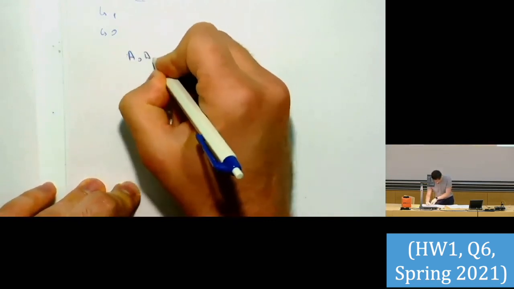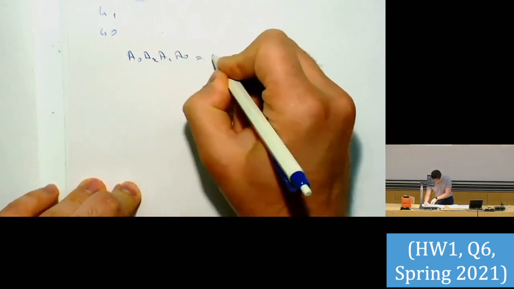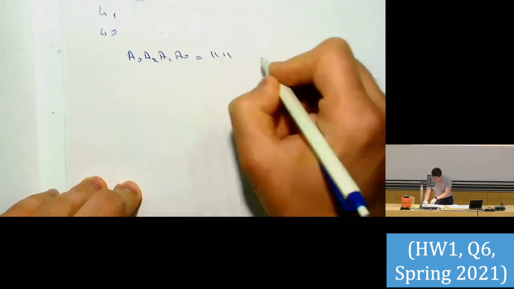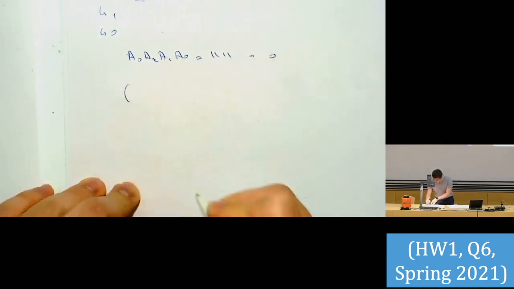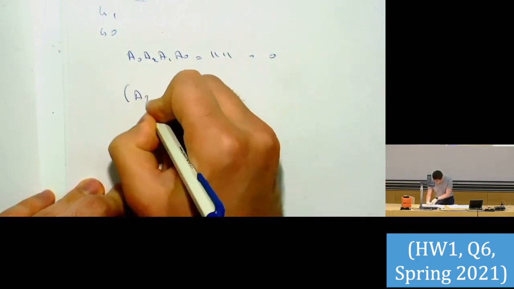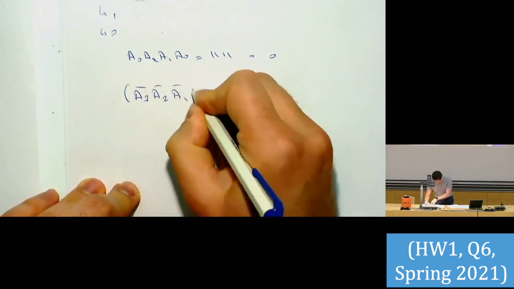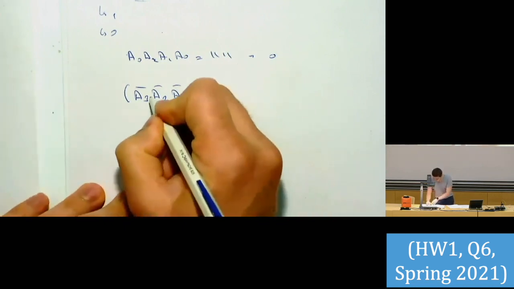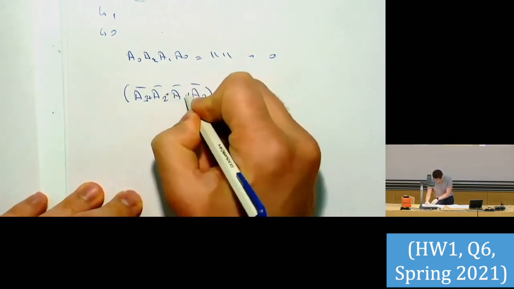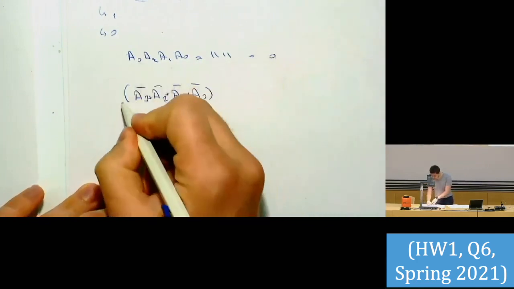the case when A3, A2, A1, and A0 is 1, 1, 1, 1, and I will have 0 for X, right? So in order to have this, I need to have a term such as A3 not, A2 not, A1 not, and A0 not, right? And I have ORs here as well. So if I have ones for all of these, then this will be 0.